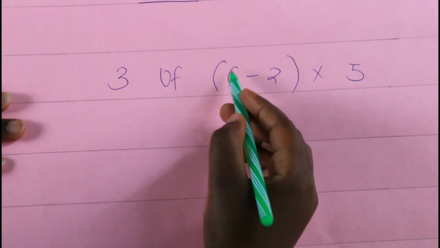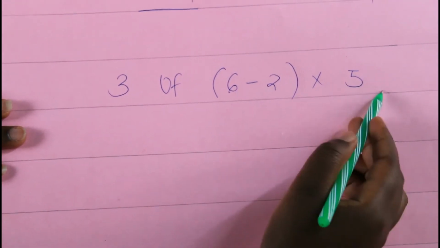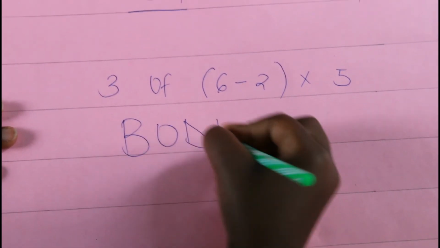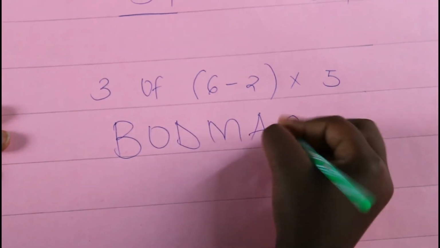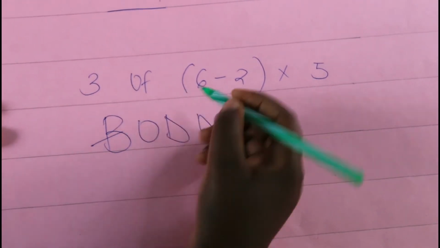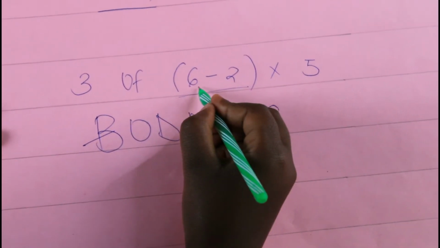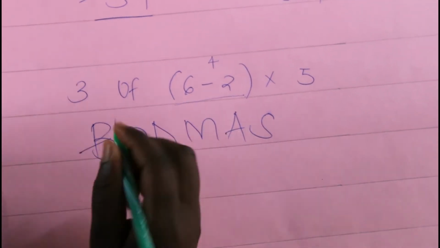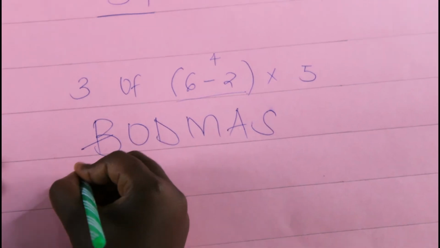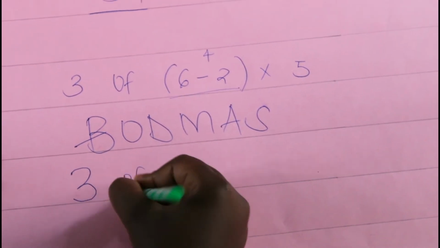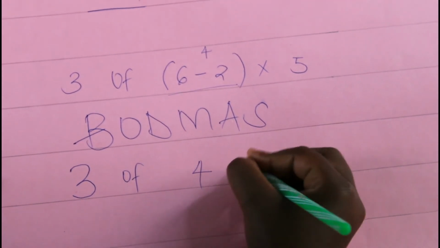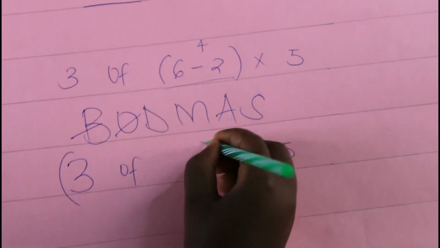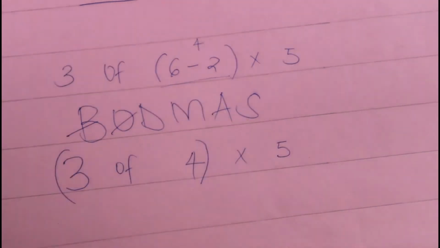We have the next example: 3 of, into bracket 6 minus 2, times 5. So you write BODMAS again. You check whether there is any bracket. Yes, we have a bracket here, so you calculate it. 6 minus 2 will give you 4. So you continue and form your own question next, which will be 3 of 4 times 5. Do you have any off sign? Yes, we have an off sign here. So you form your own bracket and form another question below it.